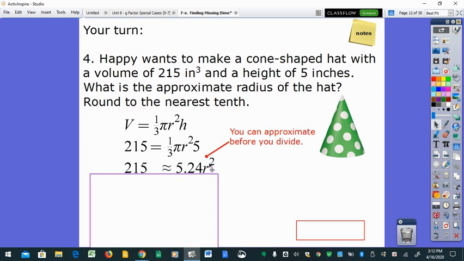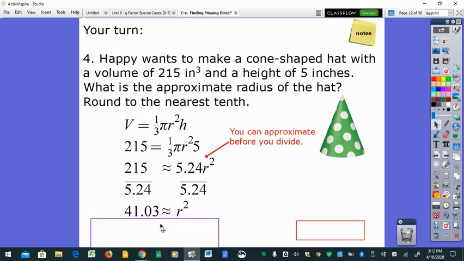We want to solve for the radius. This is a one-step equation, so the opposite of multiplying would be to divide, just like we did last time. I'm going to pick up my calculator and take 250 divided by 5.24. So this time, instead of having the pi in there, we did the approximation first, which is a fine way to go as well. In my calculator, the radius squared is about 41.03.